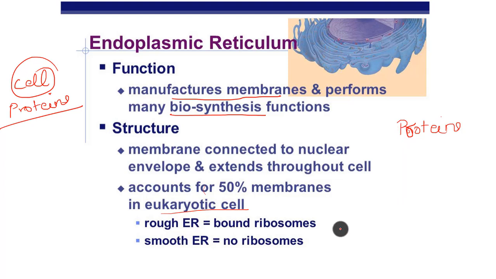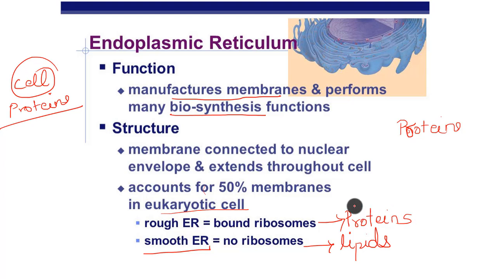One more important point which you have to remember: rough endoplasmic reticulum synthesizes proteins, whereas smooth endoplasmic reticulum synthesizes lipids. Okay, so lipids are another biomolecule which is very important for our cell, for our life. So these lipids are synthesized by smooth endoplasmic reticulum, whereas rough endoplasmic reticulum synthesizes proteins.